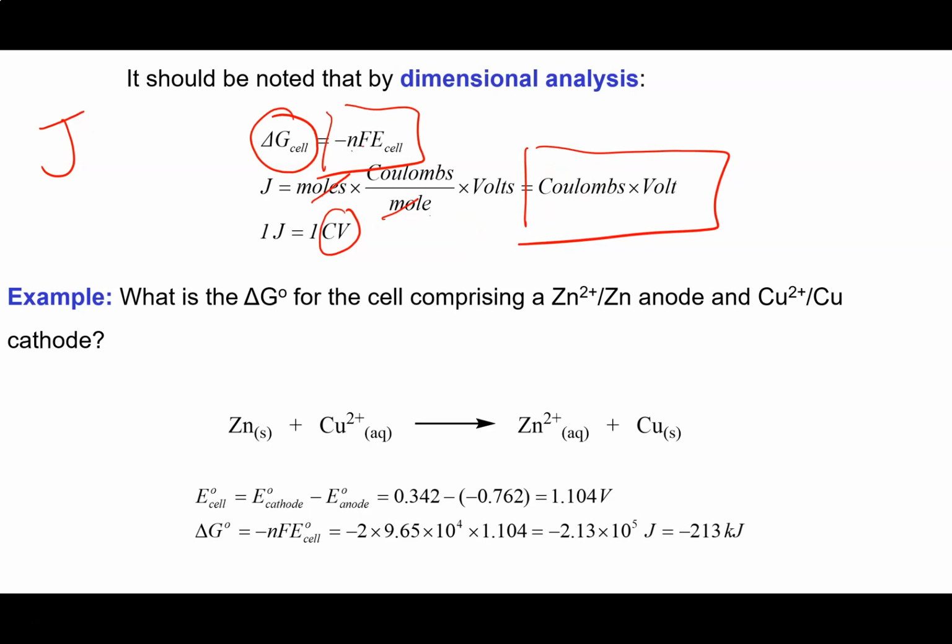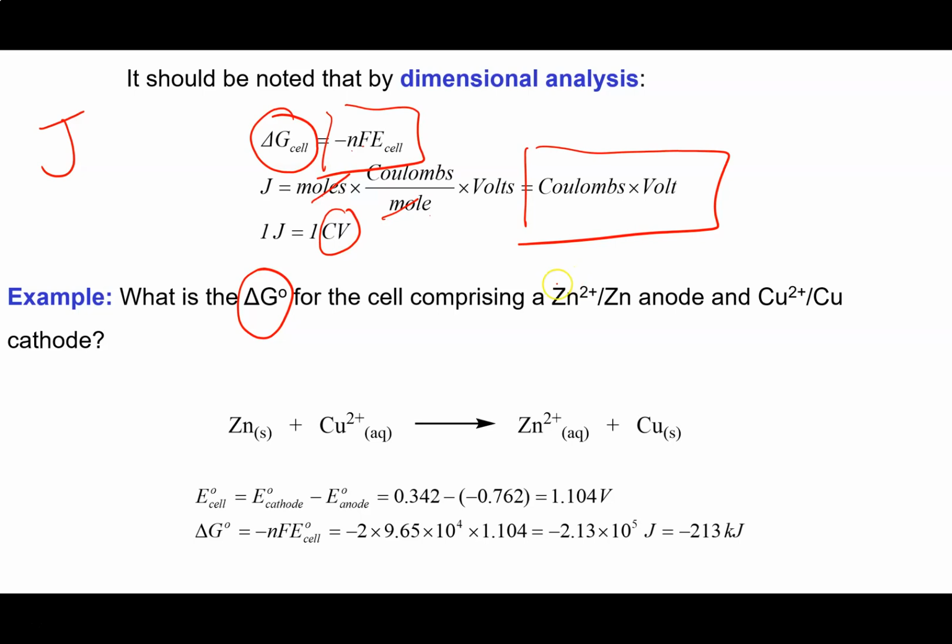So 1 joule is exactly the same as 1 coulomb volt, so don't be put off by the fact that your dimensional analysis might look a little unintuitive when you're solving these problems. A typical problem might be calculating the standard Gibbs free energy for a particular cell.